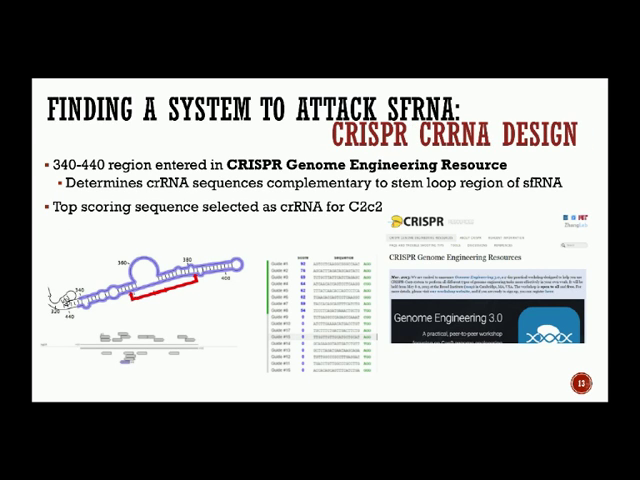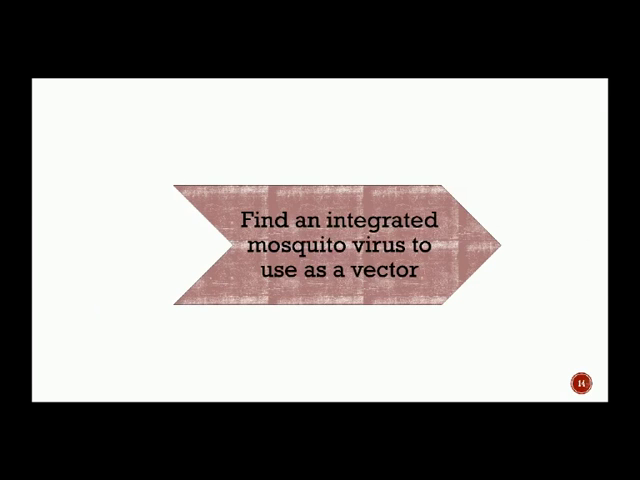The sequence of the vulnerable region of sfRNA identified by CLC Workbench was entered into the CRISPR Genome Engineering Resources website to find potential CrRNAs. The output from the website lists all possible 23 base pair guide CrRNA sequences. Each sequence is given a score based on uniqueness and binding strength. The guide sequence with the highest score was selected. The guide sequence will localize the ribonuclease C2C2 to the vulnerable site of the sfRNA, allowing cleavage, resulting in degradation of the Zika virus.